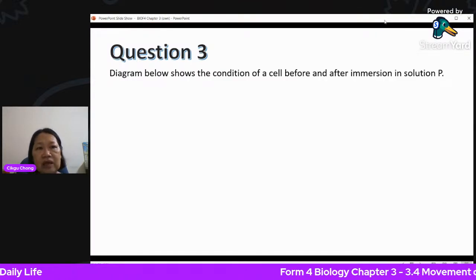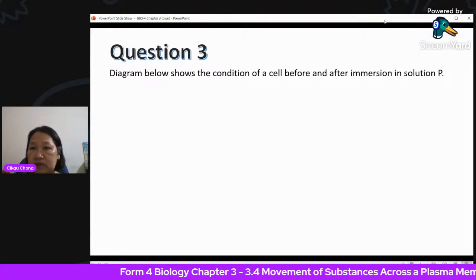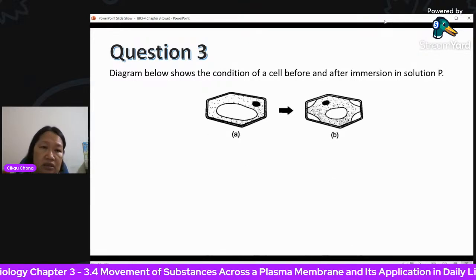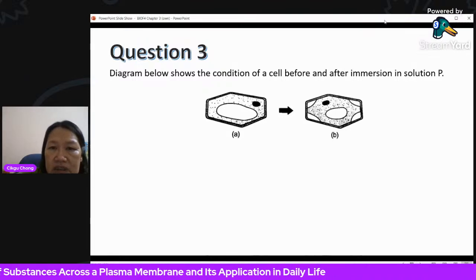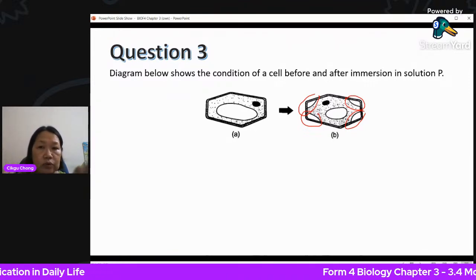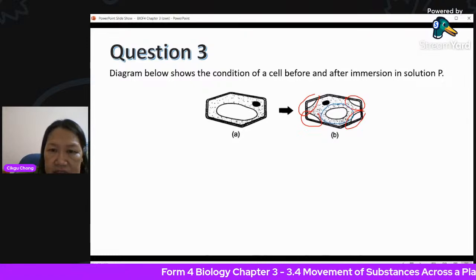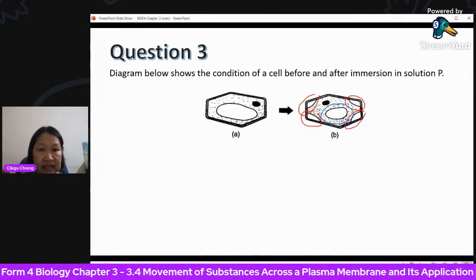Okay, question 3. The diagram below shows the condition of a cell before and after immersion in solution P. So before and after, look at the condition. This is before and this is after. You should recognize the difference. You see here what happens? The plasma membrane has pulled away, and you can see the size of this vacuole has shrunk. So these are the 2 indications.